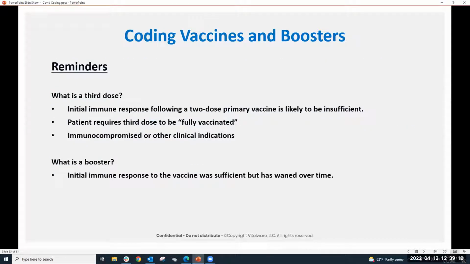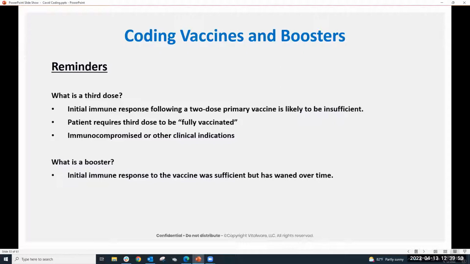Okay, before our next scenario, here's just a few little reminders. So what is a third dose? What is a third vaccine dose? A third dose is when the initial immune response following the first two doses is likely to be insufficient, and the patient requires a third dose to be considered fully vaccinated. And this is usually for patients who are immunocompromised or have some type of clinical indication that causes their immune system to just not react fully to the two-dose schedule. So that's when they need that third dose.